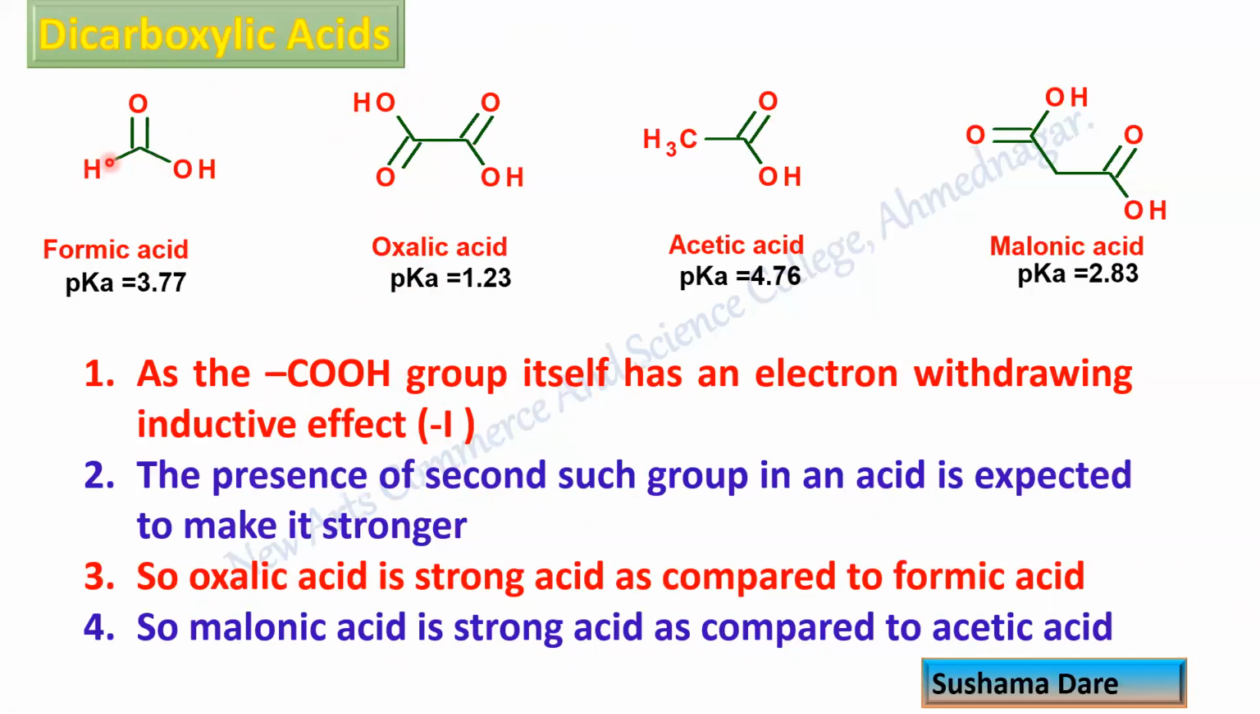That is, if hydrogen is replaced by a COOH group, then oxalic acid is a strong acid as compared to formic acid. The reason behind it is the role of COOH showing an electron withdrawing inductive effect. So the electron withdrawing inductive effect stabilizes the conjugate base, hence the rate of dissociation increases, so acidity also increases. That's why the pK value goes on decreasing.